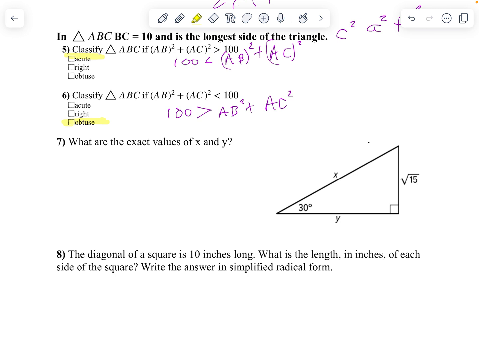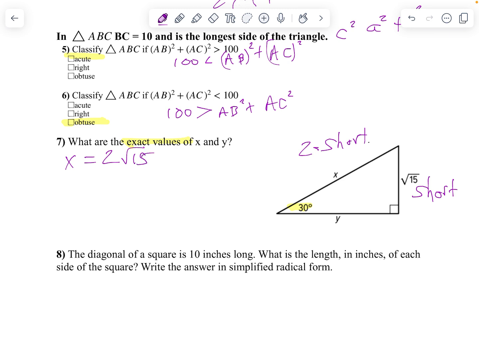On question 7, when I say exact values, I don't want a decimal. I do not want you to use SOHCAHTOA on this problem. I want you to notice that, hey, we have a 30-degree angle here. So square root of 15 is my short side then, isn't it? Because it's across from a 30-degree angle. X is my hypotenuse. So I just take 2 times my short side. So that'll be 2 square root of 15, done.